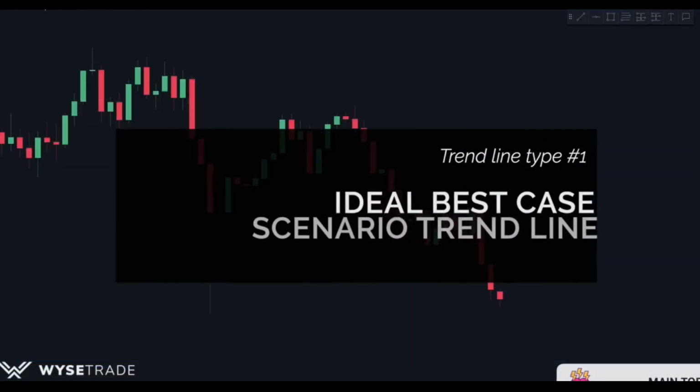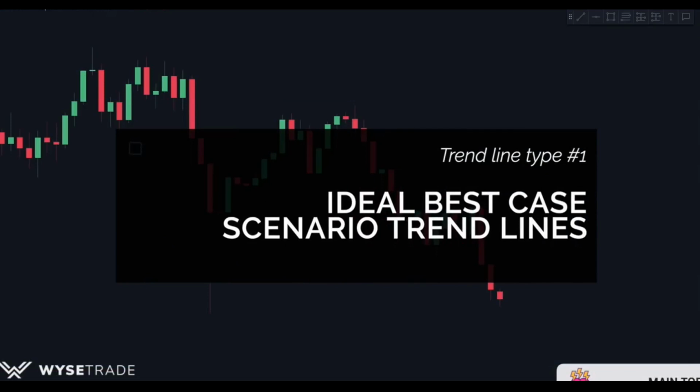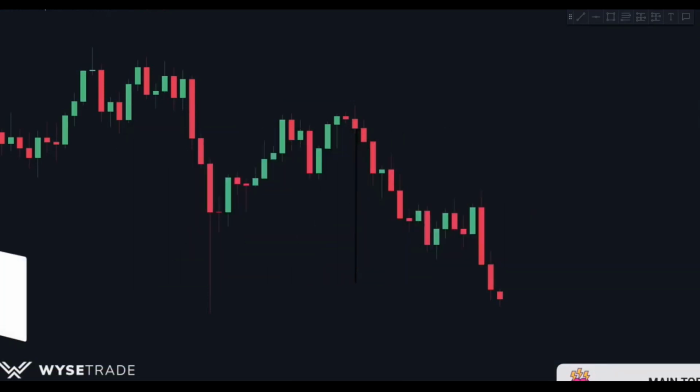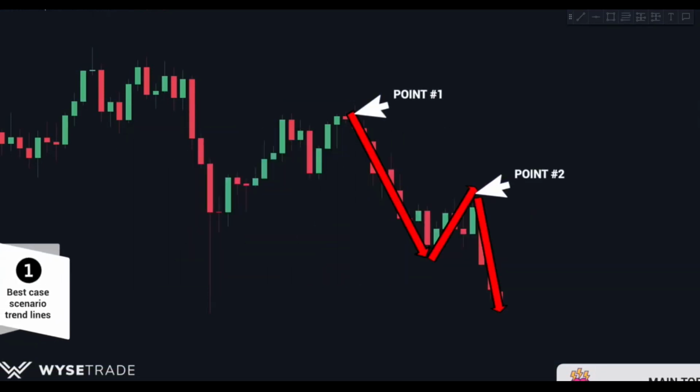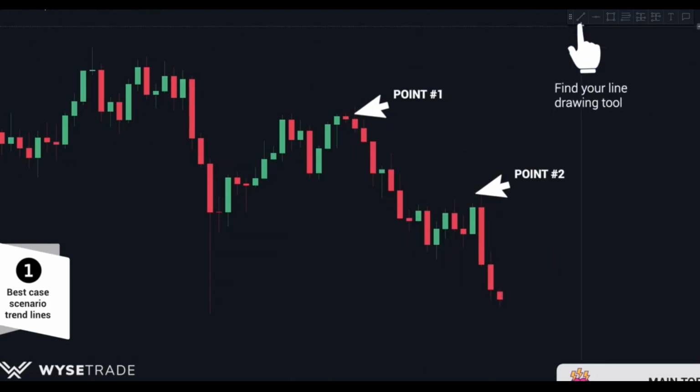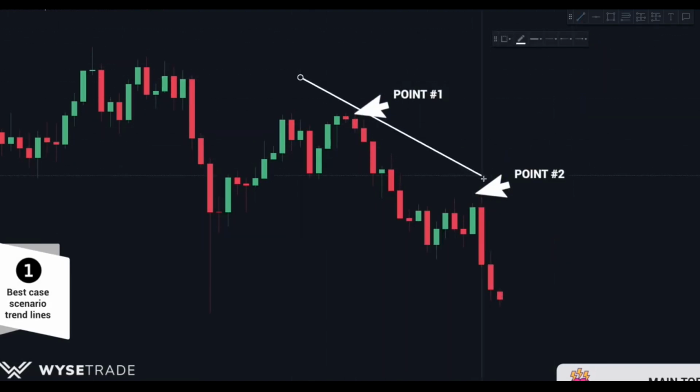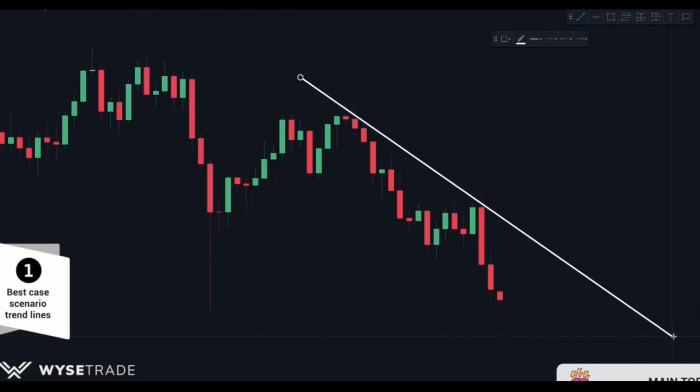So now let's start simple with what ideal, best case scenario trend lines will look like. Now here is your current moving downtrend. You click on your line drawing tool, start from past the first swing high, and drag the line down, connecting the 2 points.